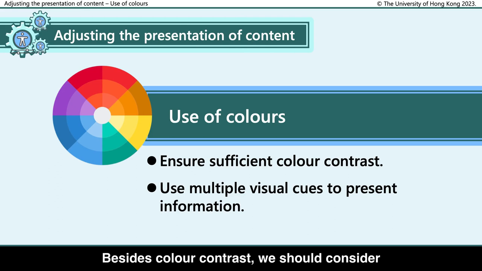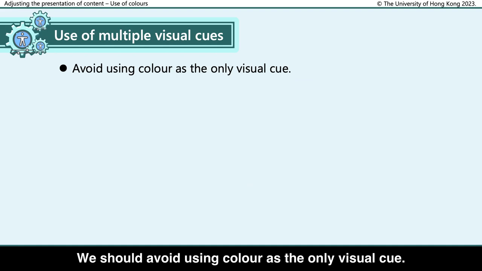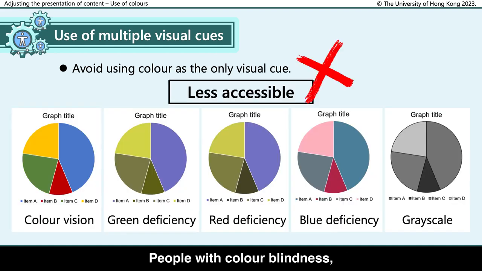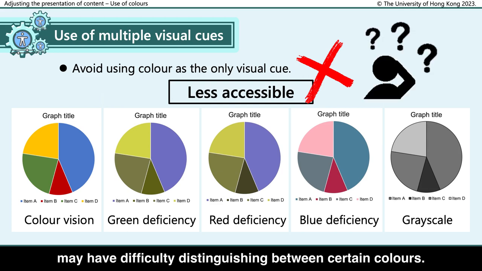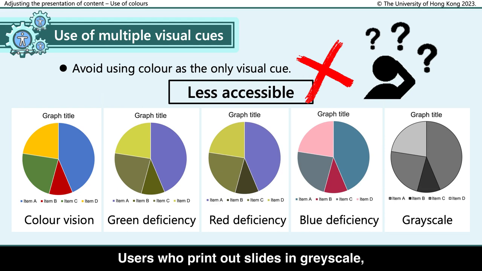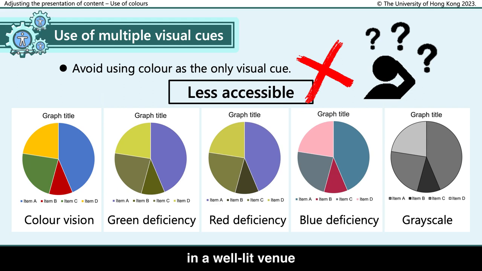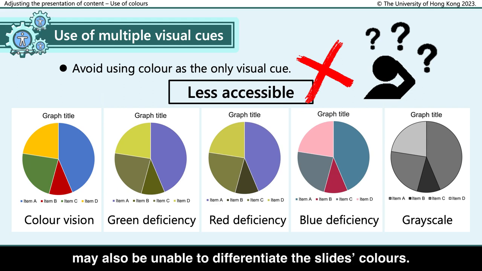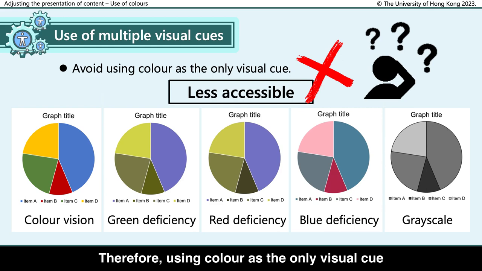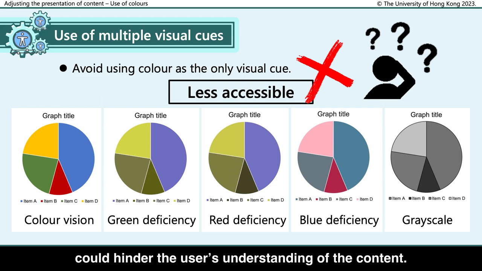Besides color contrast, we should consider the accessible use of color as visual cue. We should avoid using color as the only visual cue. People with color blindness, low contrast sensitivity, or some visual impairment may have difficulty distinguishing between certain colors. Users who print out slides in grayscale, people viewing slides through monitors in bright sunlight or glare, and people viewing slides through a projector display in a well-lit venue may also be unable to differentiate the slide's colors. Therefore, using color as the only visual cue to convey important information could hinder the user's understanding of the content.